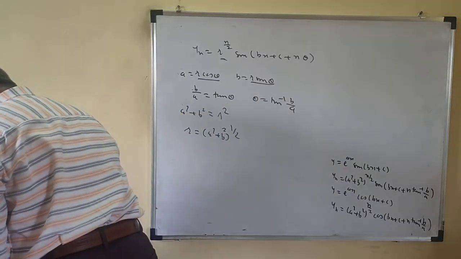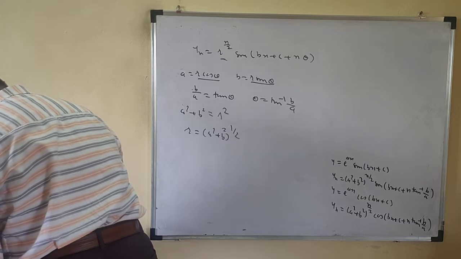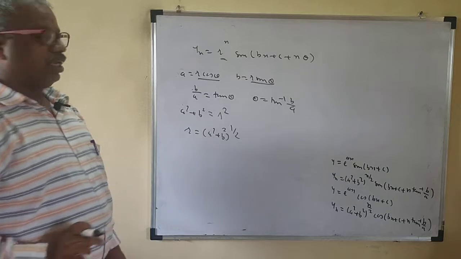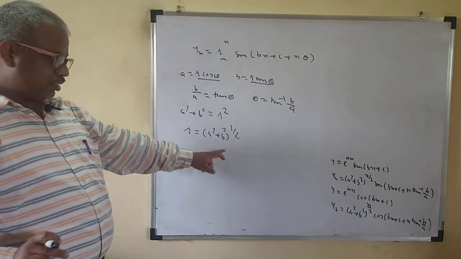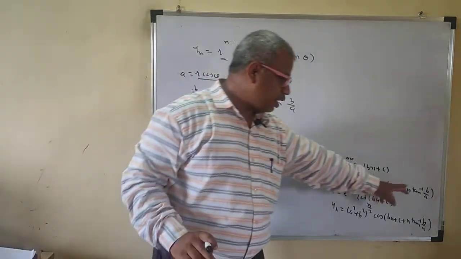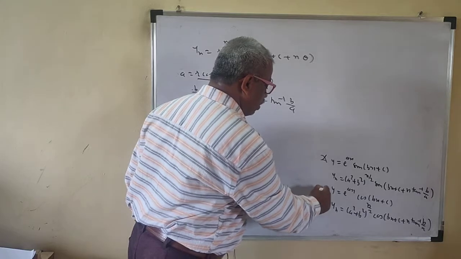So actually this should be r raised to n. Okay. So the value of r is this. So this is a square plus b square to the power n by 2, sin of bx plus c plus n tan inverse of b by a. Remember this formula. Same formula for cos also.